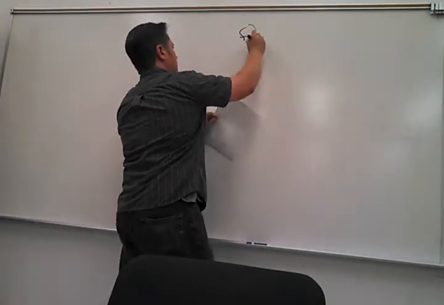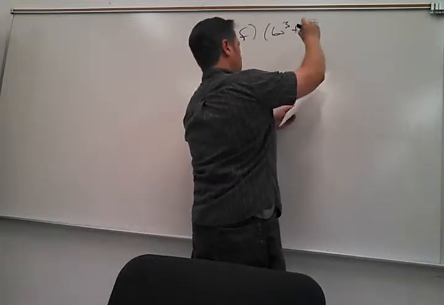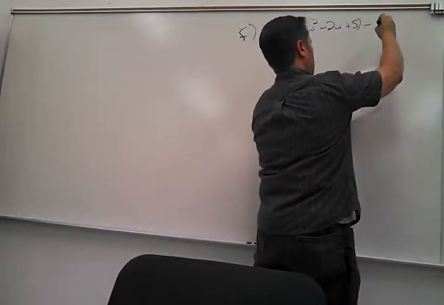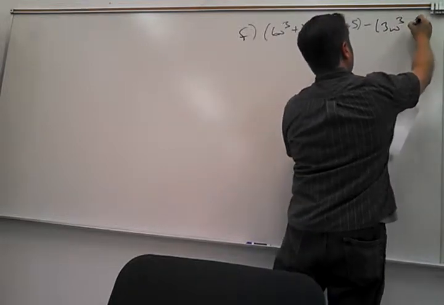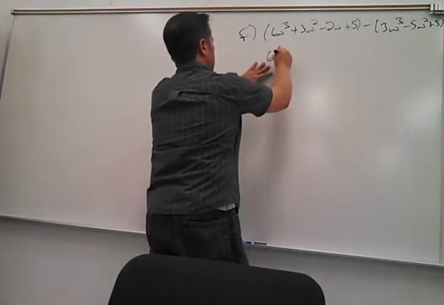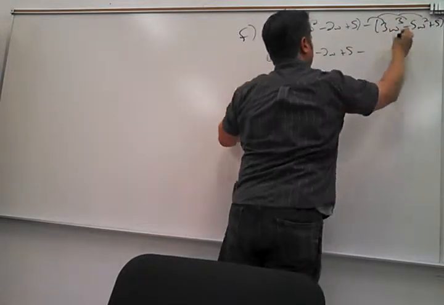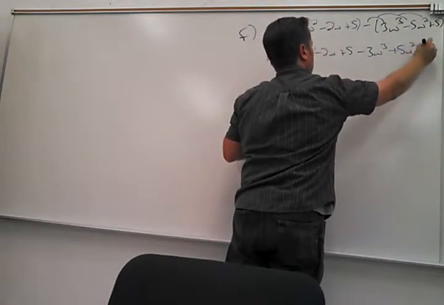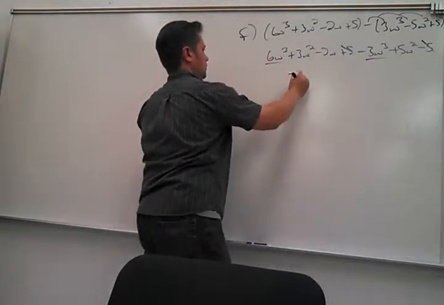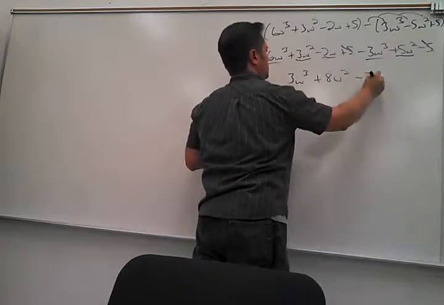F went decently well. A few people tried to FOIL that thing out, which is really disgusting. And I know I don't have to FOIL because the operation is subtraction. The big thing here is, what's that negative do? Changes all the signs. So then I get 6w cubed. Here there's nothing there, so I can just take the parentheses away. Here the negative's got to go through. So the 5's cancel, for example. 6 minus 3, 3w cubed, 3w squared, 5w squared, 8w squared, and then I just got a minus 2w sitting there by itself.